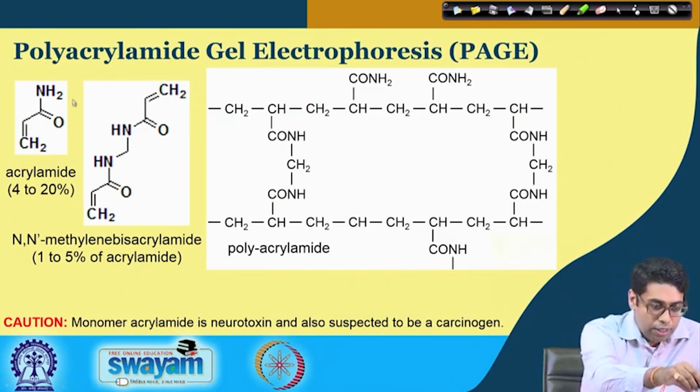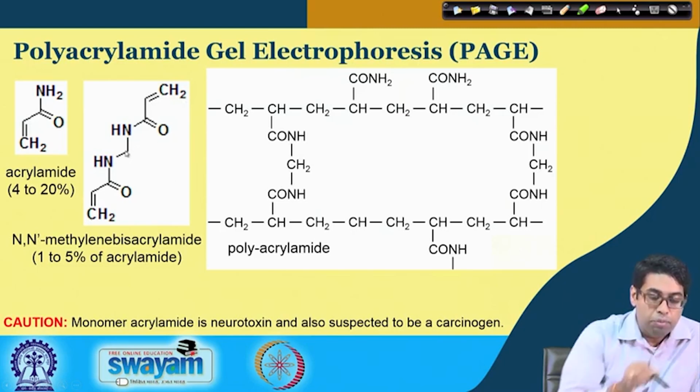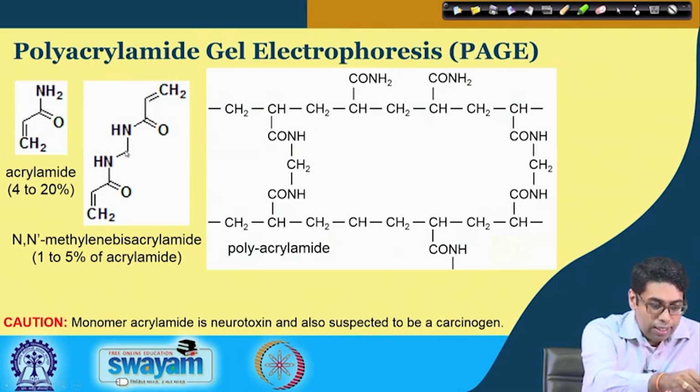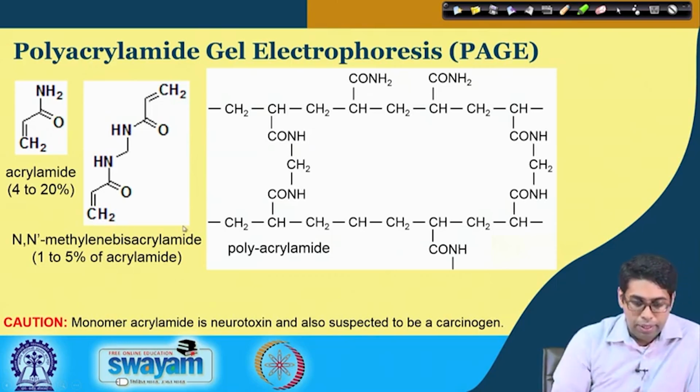If you see carefully, bis-acrylamide is nothing but this acrylamide moiety. There are two acrylamide moieties, this and this, and these two moieties are connected by a methylene group. So, that is why it is N,N'-methylene bis-acrylamide.